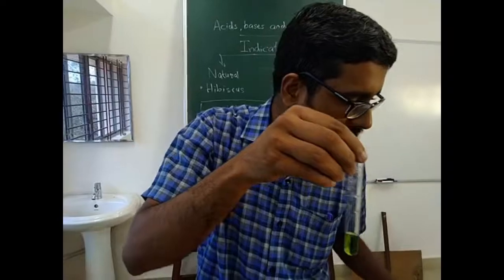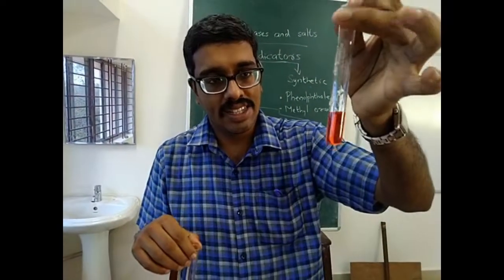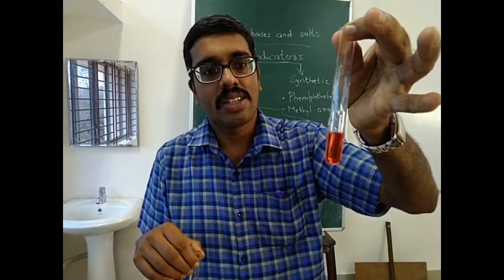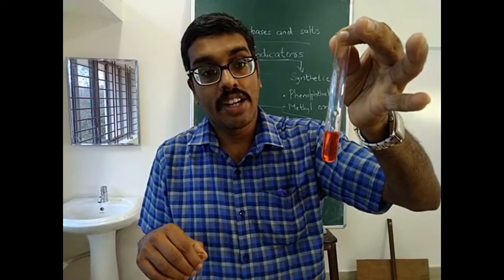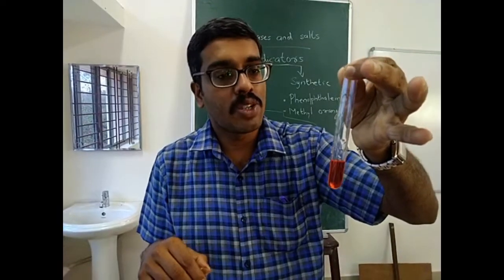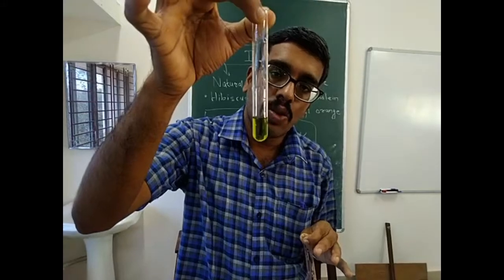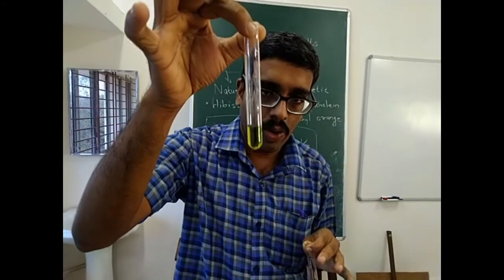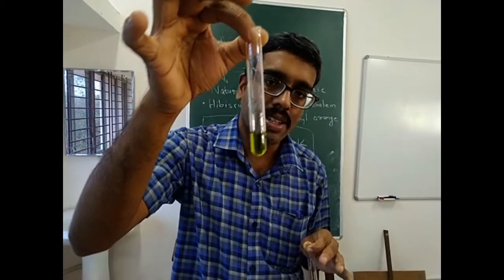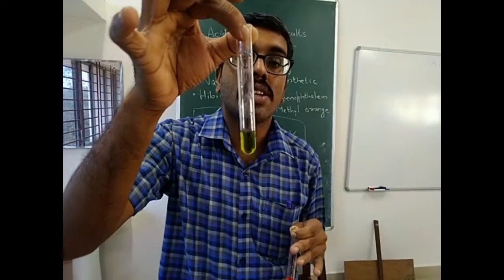So we can compare now. On my left hand, the acidic solution turns reddish orange while added with the hibiscus solution. Here on my right hand, it has a basic solution, dilute sodium hydroxide solution. It turns green when added with our hibiscus solution.